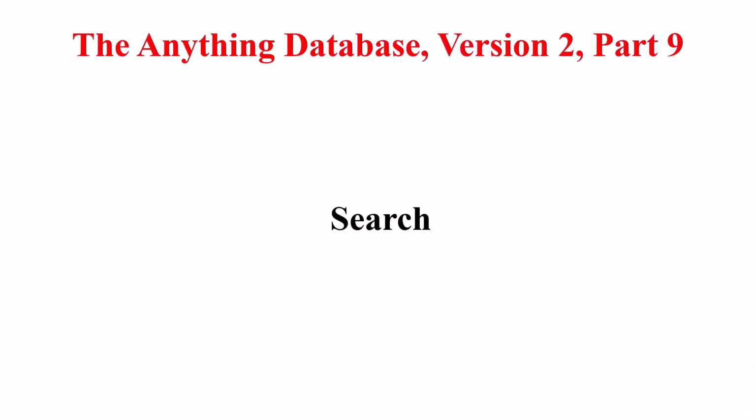Back when we were looking at arrays, we looked at the binary search and a sequential search. I think the bubble sort was involved in that. There's a bunch of different processes. We're going to implement search in the Anything Database version 2, part 9, and that's what we're looking at right now, the Anything Database version 2, part 9, search.